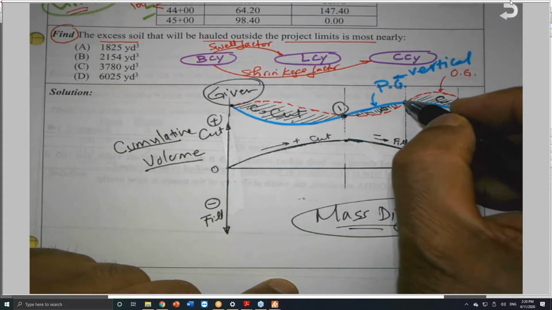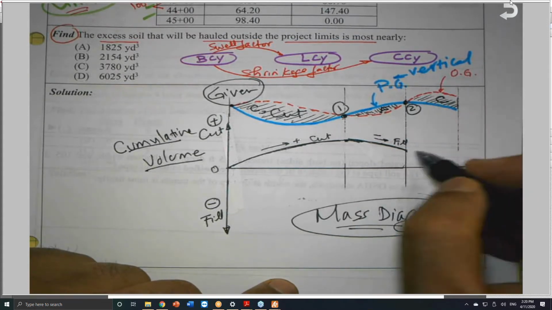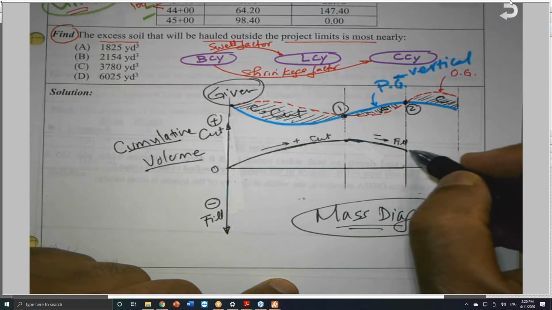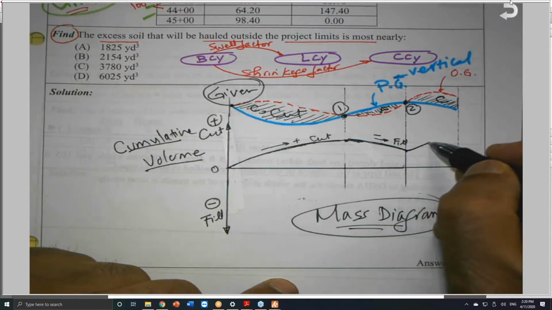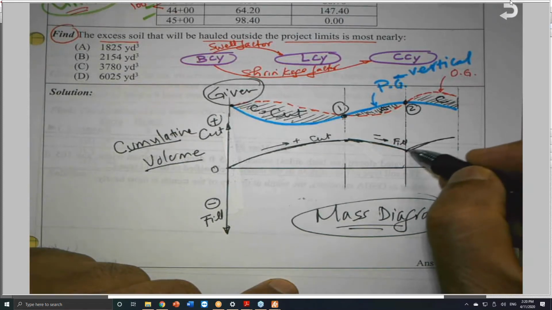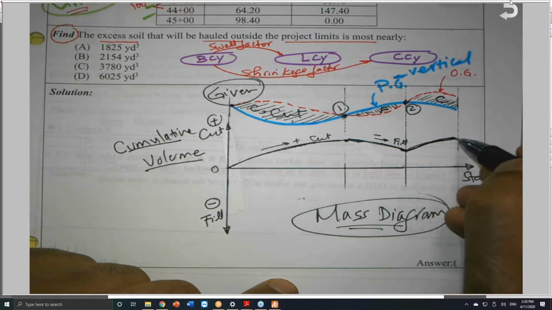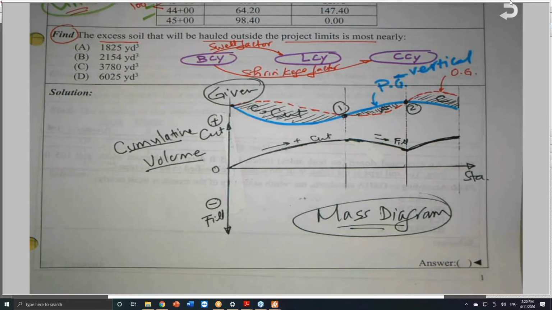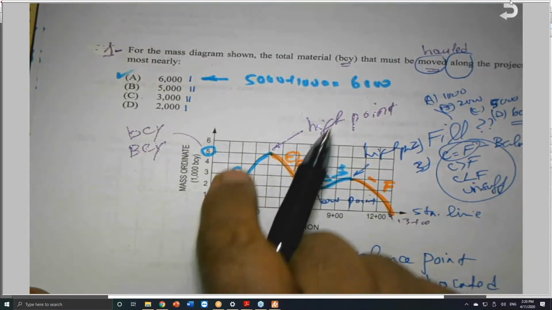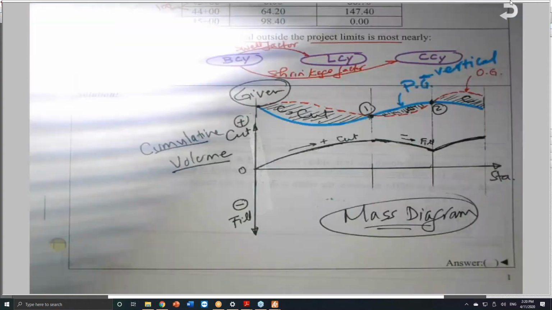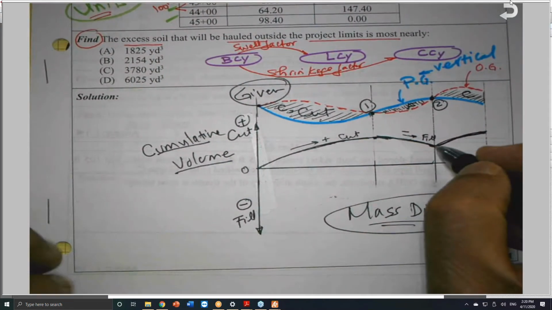Another key point, transitioning from fill to cut, the slope will come back again to positive. So I start to come positive again. Like the problem given, it's changing from cut to fill, positive, negative, and so on. We need to be aware of that. So here it is.